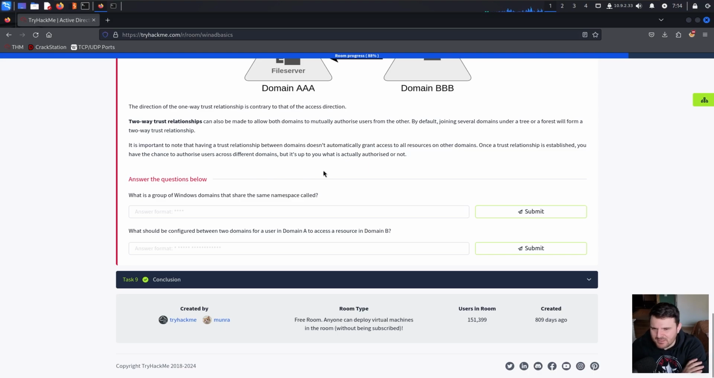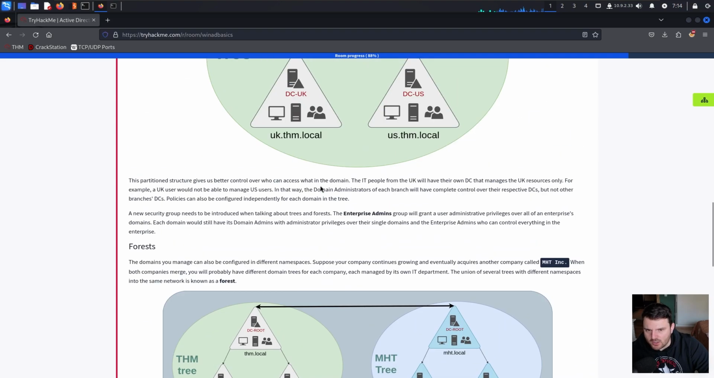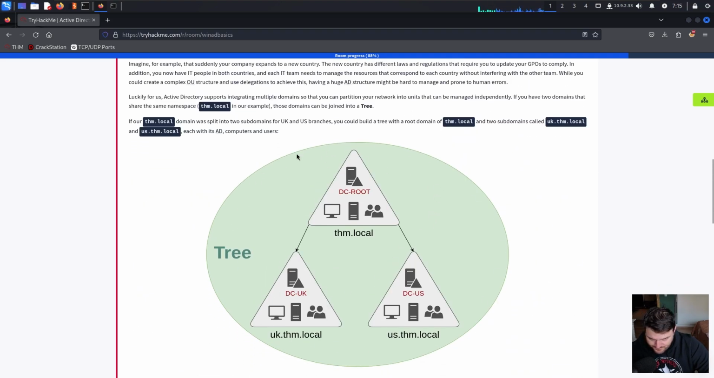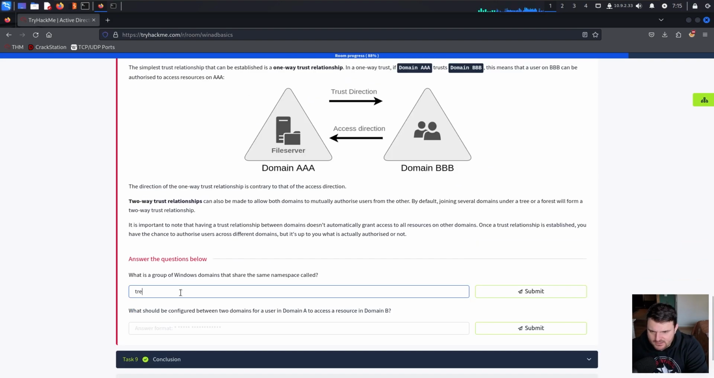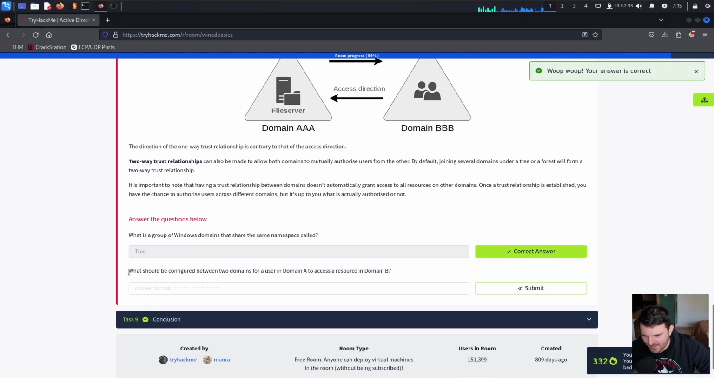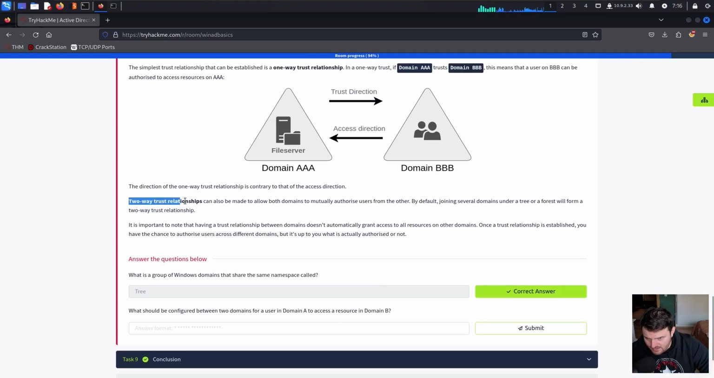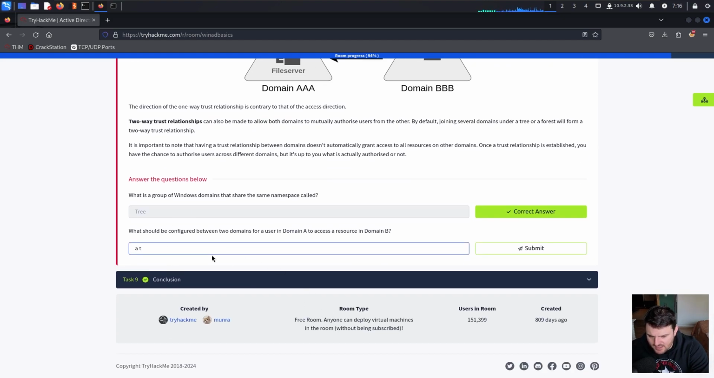Answer the questions below. What is a group of Windows domains that share the same namespace called? Here we can see, if domains share the same namespace, they are trees. Tree. What should be configured between two domains for a user in domain A to access resources in domain B? We can see actually from the spaces, I think it's, and let's paste this, a trust relationship. Awesome.